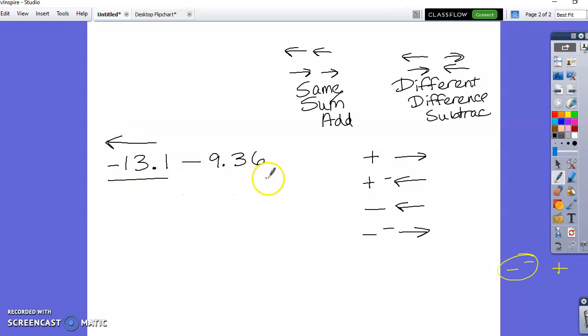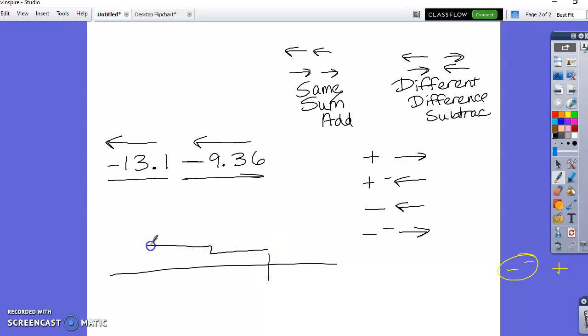okay? Now look right here, let's focus on the movement. From here over, I just see a minus from here to here. Don't look at this one anymore, we're done with this 13.1. Minus 9.36. Left. Okay, those are the ways that this is moving. So I basically am starting to the left and I'm moving more to the left. Okay, so this is going to be a same, sum, add. Right there, same, sum, add.